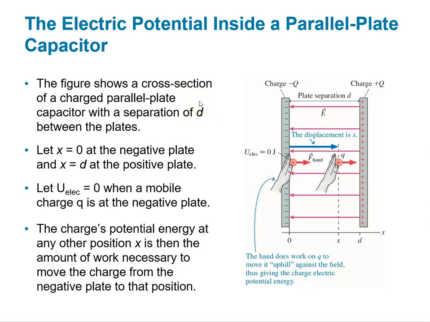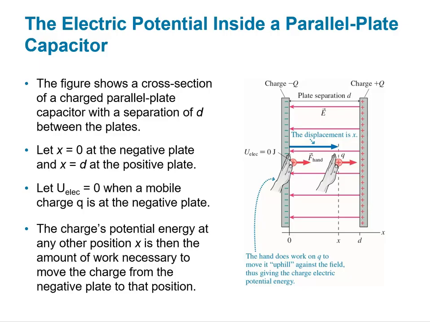So it says let x equal 0 at the negative plate and x equal d at the positive plate. Let potential energy equal 0 at the negative plate, and then it's going to be a maximum at the positive plate. The charge's potential energy at any other position x is then the amount of work necessary to move the charge from the negative plate to that position. So that's what I said.